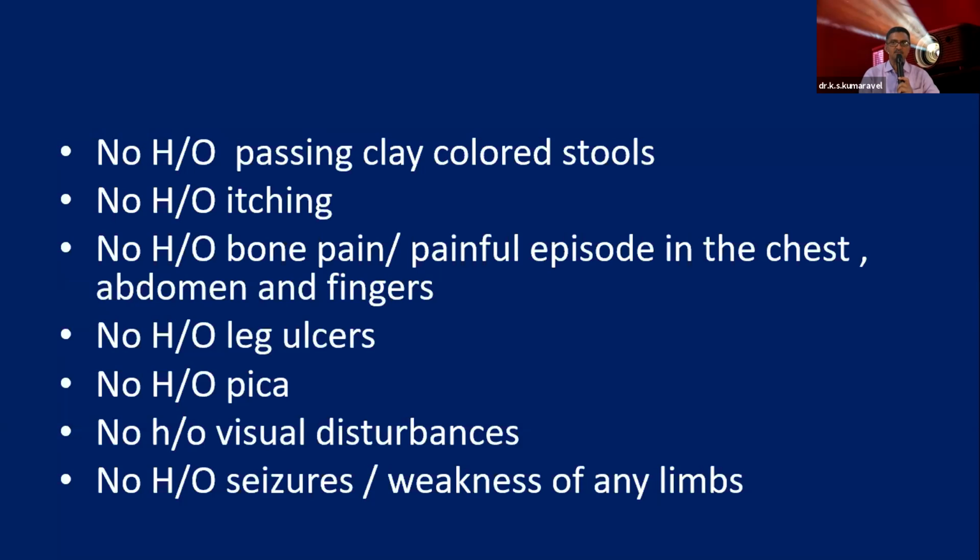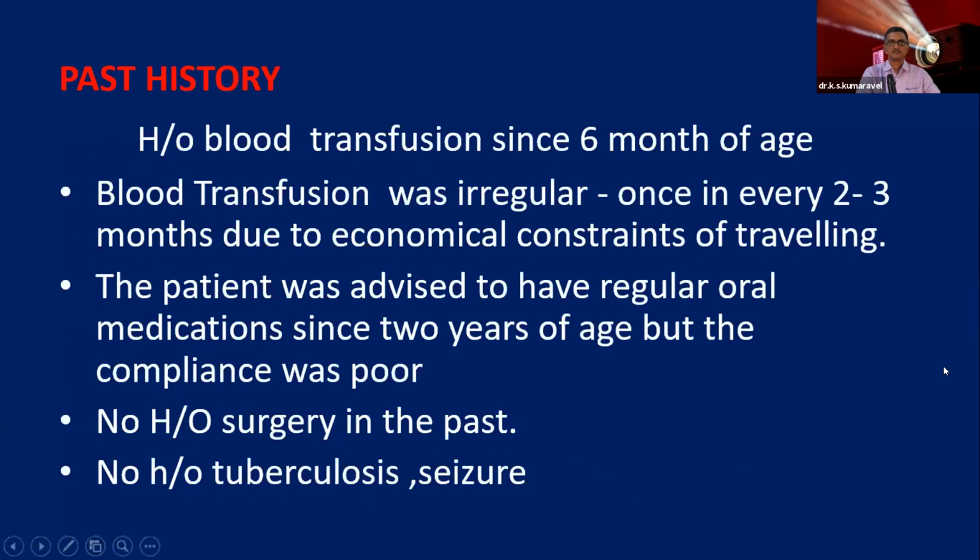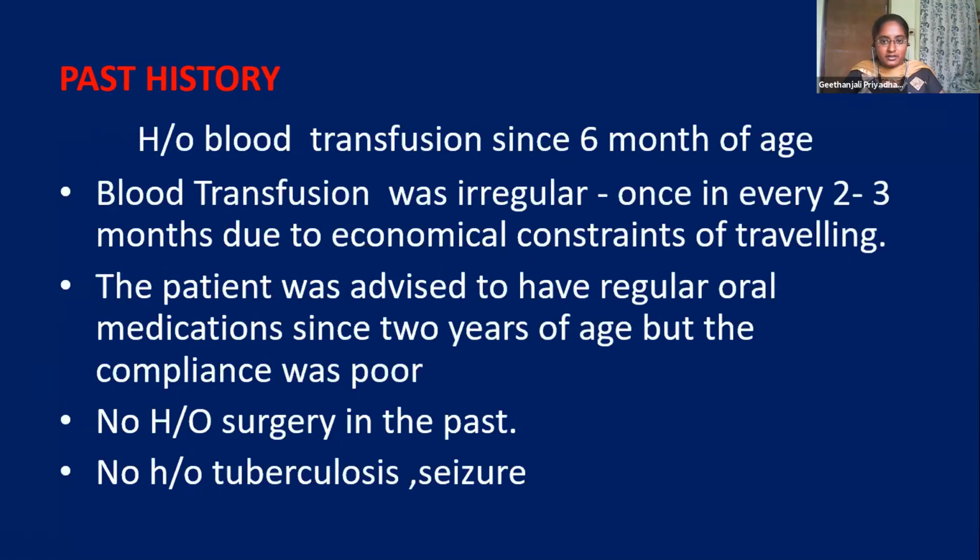Next slide. Yes, sir. Past history of blood transfusion since 6 months of age. His blood transfusion was irregular, once in every 2 to 3 months due to economic constraints of traveling. The patient was advised to have regular oral medication since 2 years of age, but the compliance was poor. No history of surgery in the past, no history of tuberculosis or seizures.